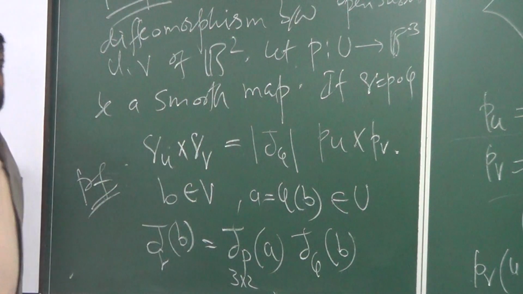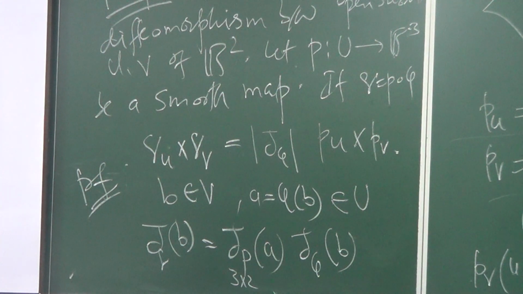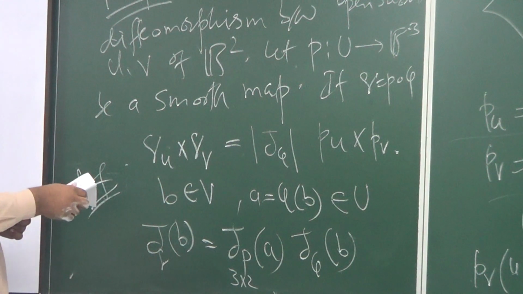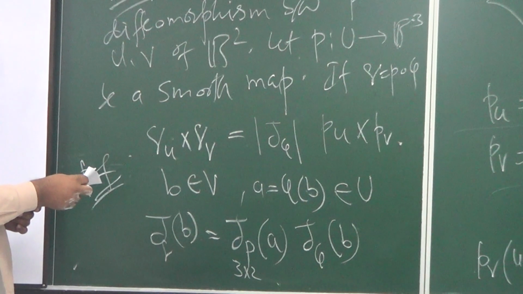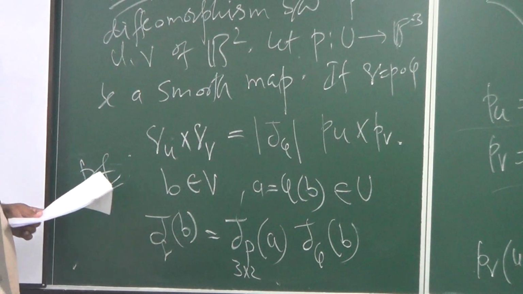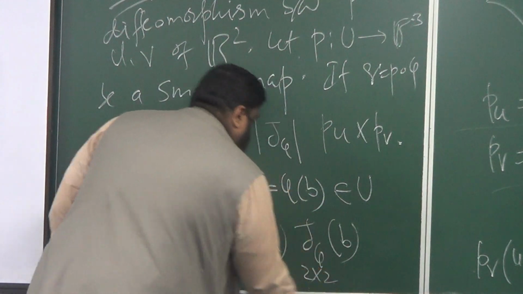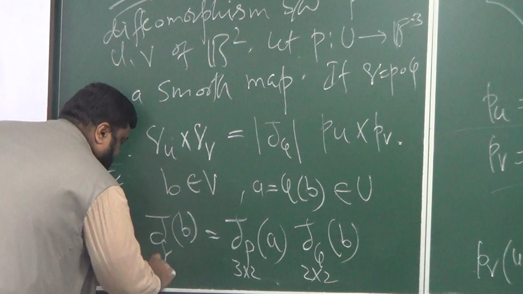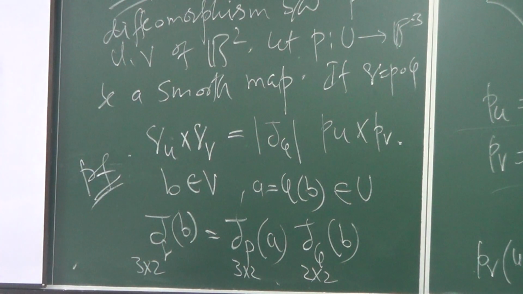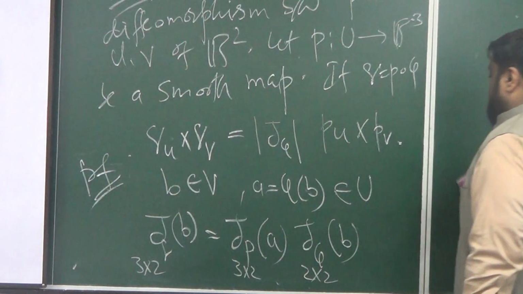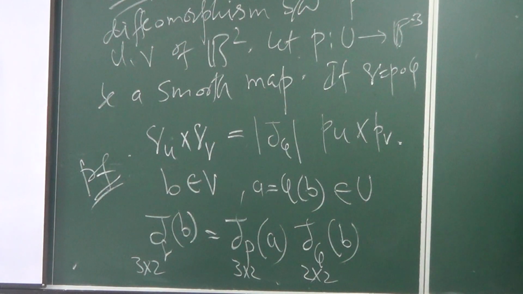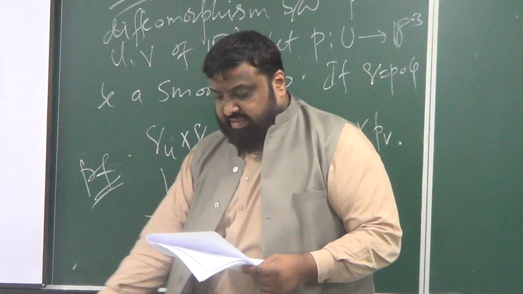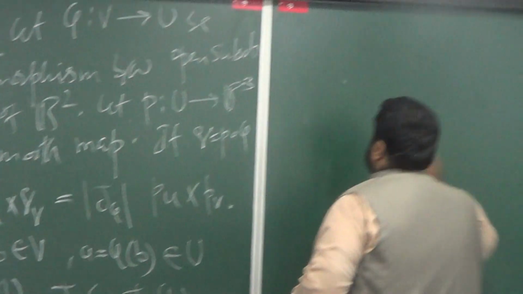And what would be the dimension of the Jacobian of phi? It will be 2 by 2, sir. Okay, so this is going to be 2 by 2. Phi is a map from R2 to R2, so this is going to be 2 by 2, and the Jacobian of P is 3 by 2. This is an important point to remember. So the Jacobian of phi, how is it going to look? It would be a 2 by 2 matrix.